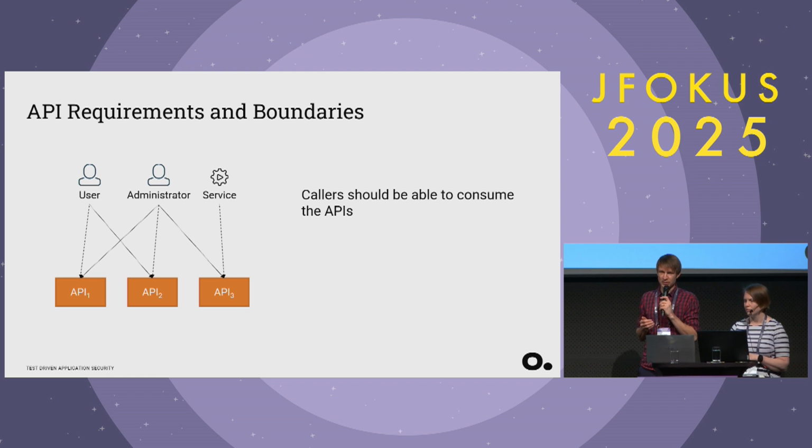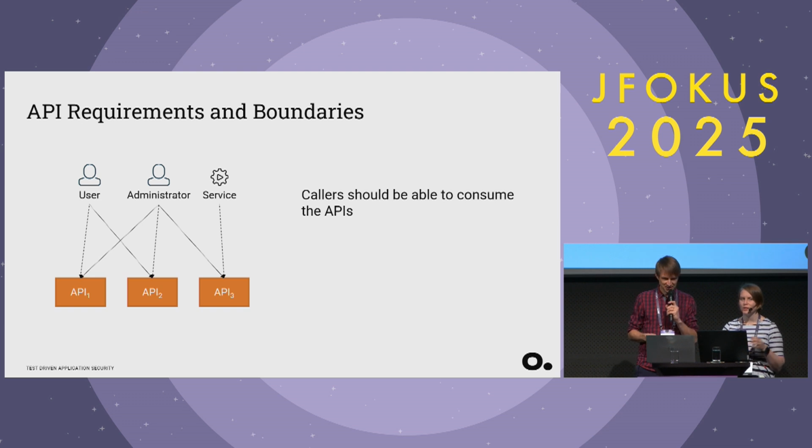Callers should be able to consume the APIs, because this would meet any functional requirement we have. We could verify this with normal functional testing in a test environment. And when it works, we can do all the functionality that we want to do. Then we can safely deploy to production, right?